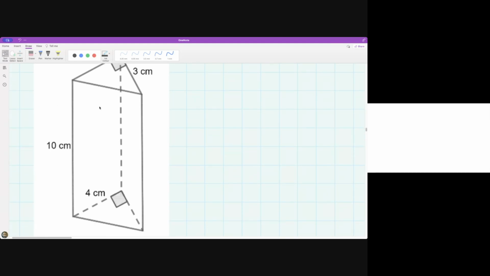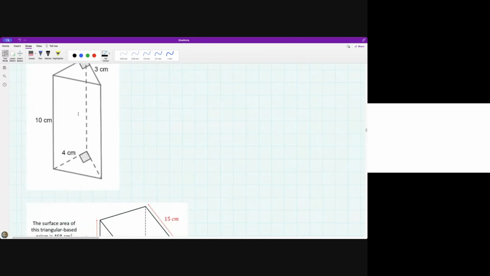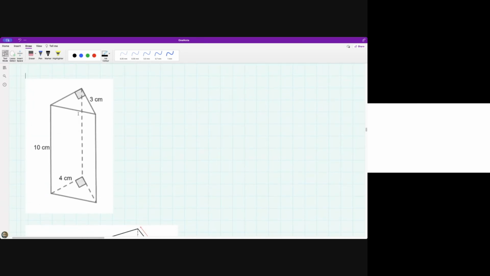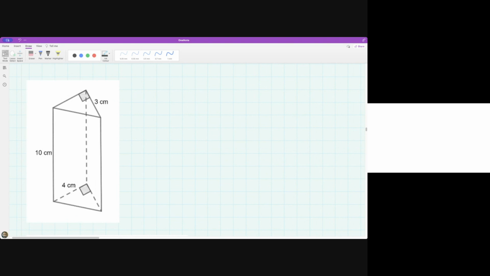Let's do one more of these triangular prism things. Can you find me the surface area of this triangular prism? So I want you to go by yourself, get stuck in. Can you find me the surface area of this triangular prism?